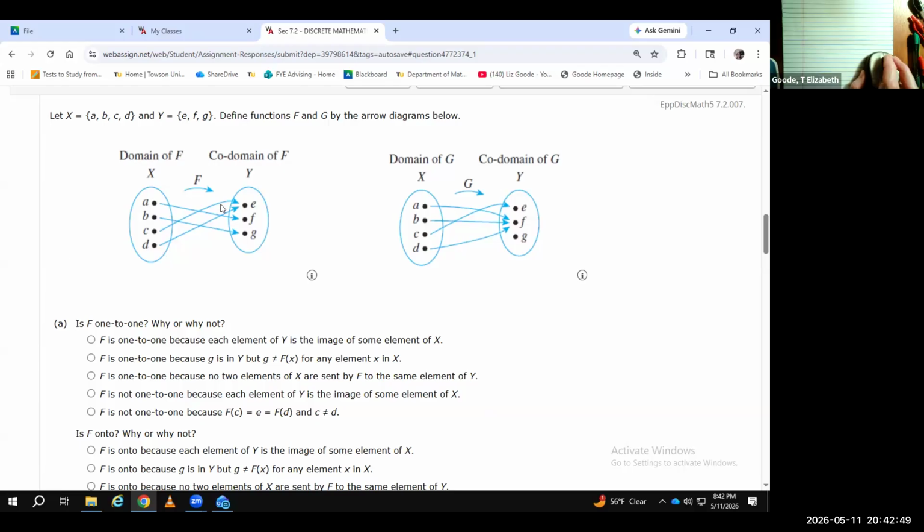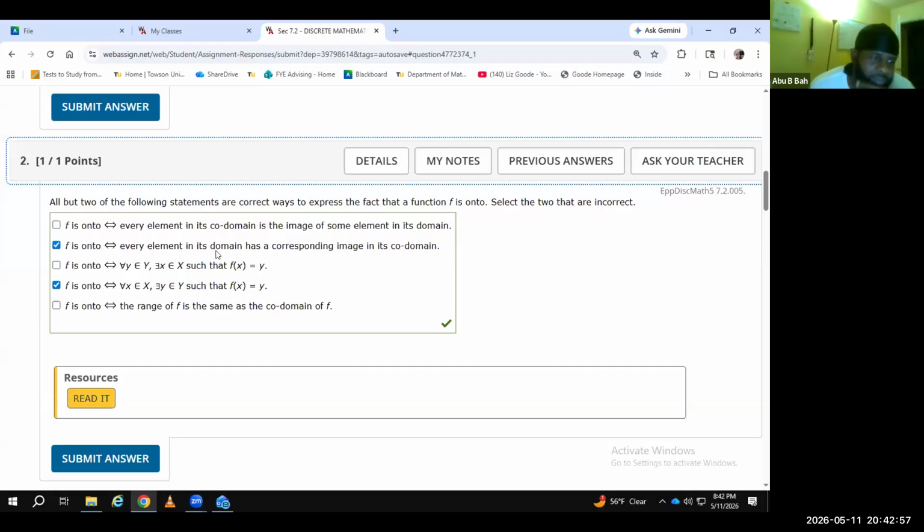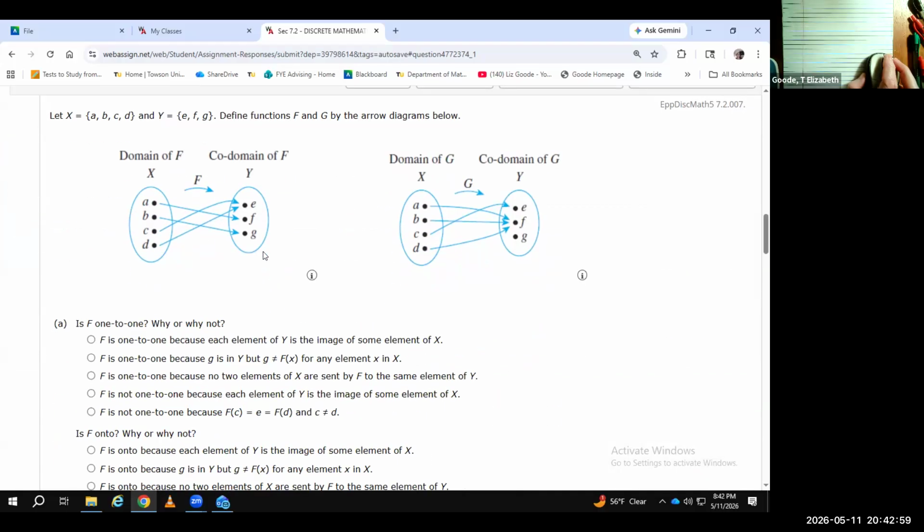So we have two functions, f and g, and they've just given us pictures, which is kind of fun.